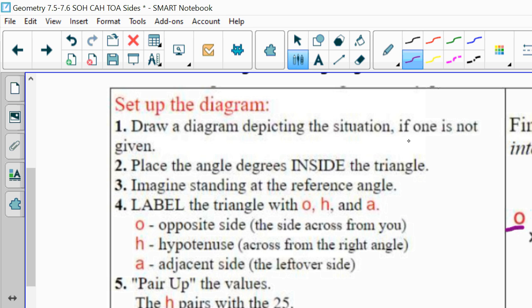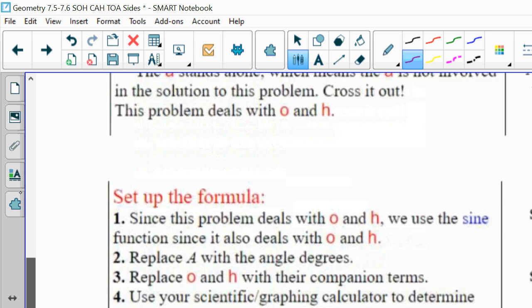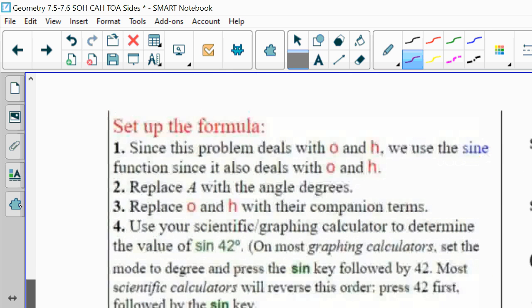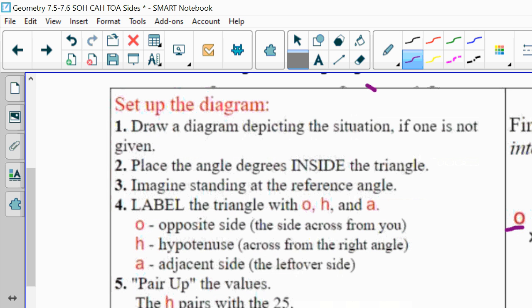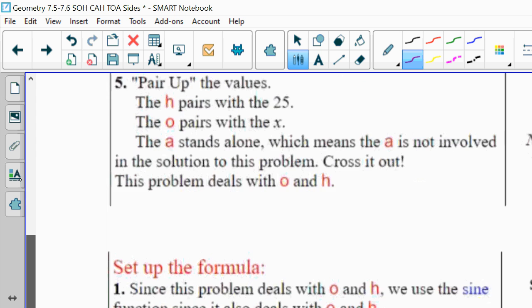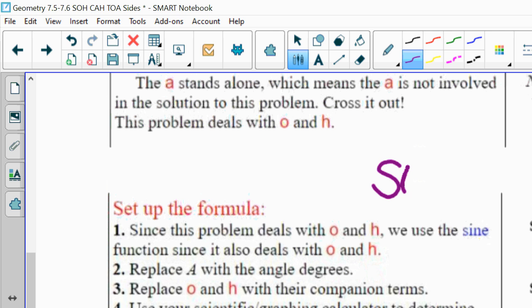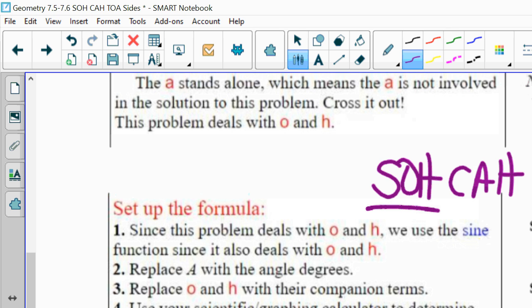I have an X with the opposite side, a 25 with the hypotenuse. The A does not have anything with it, so I won't be using the A in this problem. So now to set up the formula, I look at what I had. I had the opposite side and the hypotenuse. So I go back to SOH CAH TOA, and I look for which one has O and H. That's the first one, the S, so that means it's sine.